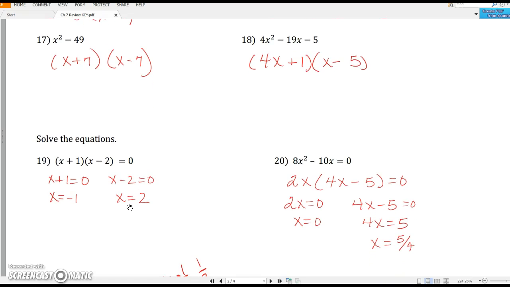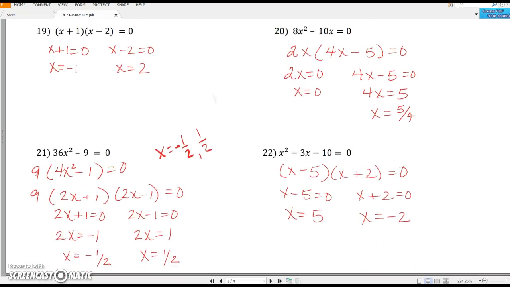Number 20, first do the GCF, which is a 2x. Factor that out. You're left with a binomial. This binomial is not a difference of perfect squares or a difference of 2 squares, so you do not need to factor it any further. Still need to solve. So again, everything is on the left. There's an equal 0. So this factor will be set equal to 0. This factor is set equal to 0, and solve both. So you have x equals 0 on this one, and x equals 5 divided by 4 on that one.